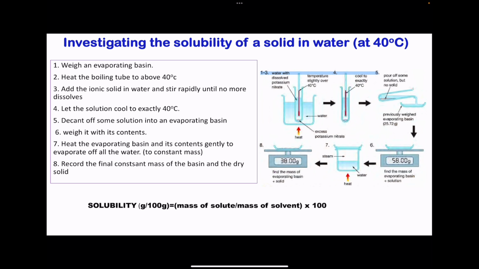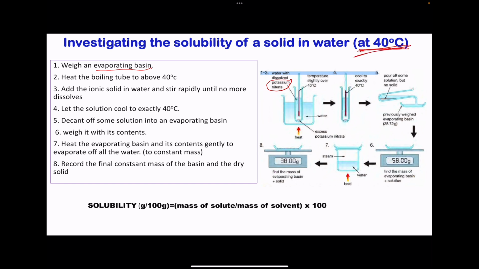So here we're going to be looking at an example of an experiment that studies solubility of a specific solid, and this is carried out at 40 degrees. In this experiment, we are using potassium nitrate as the solid. So we will begin by weighing the evaporating basin. We need to know the mass of the empty evaporating basin, and then you note that mass down. Then we will heat the boiling tube to above 40 degrees. The reason for heating above 40 degrees is to allow a certain mass to dissolve, because our actual experiment is going to be at exactly 40 degrees.